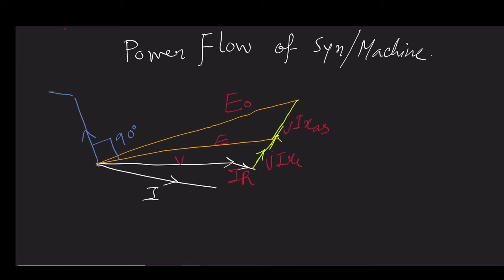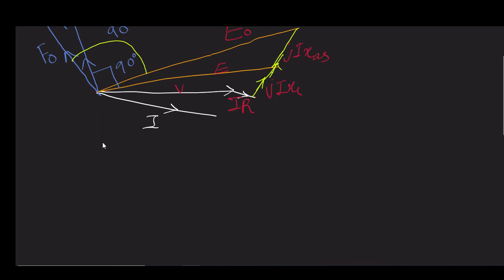Then we will have our minus FA, and then we will have our F naught, that is making an angle 90 degree with this one. Right. So this is our phasor diagram. So with that, let us proceed.